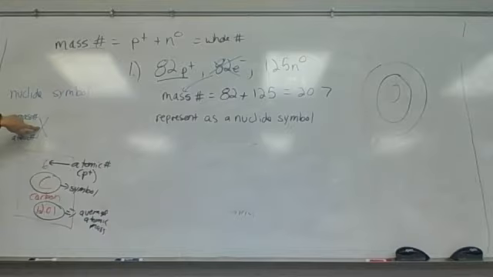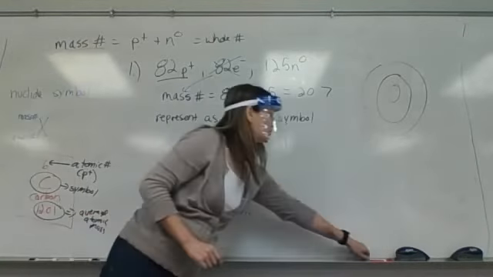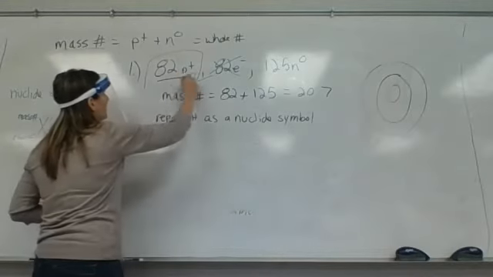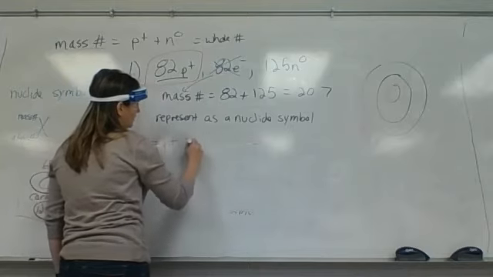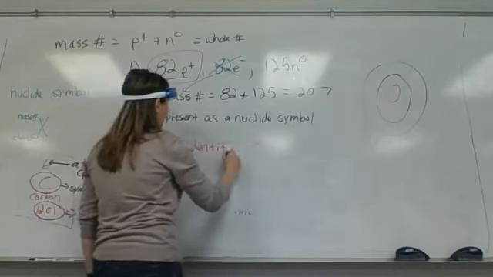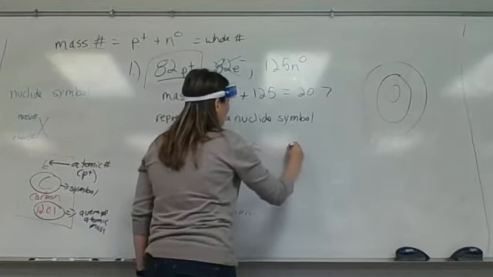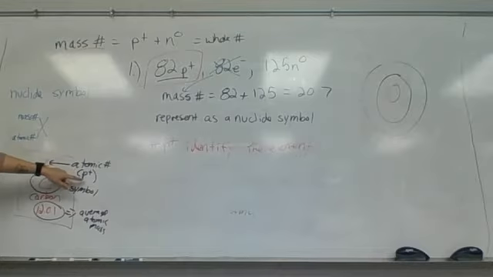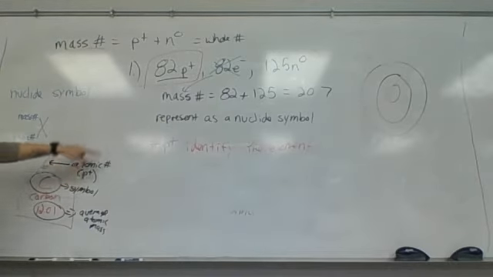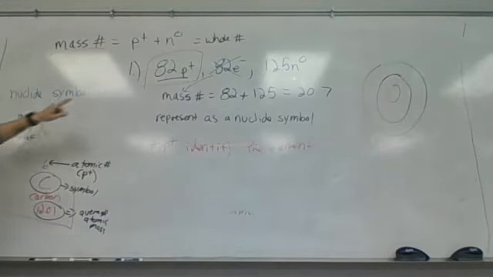So how do I figure out what element they're describing here? The piece of information that's going to point you to what element is always going to be the number of protons. The number of protons will identify the element because the number of protons is the same as the atomic number. I have 82. What that means is the atomic number is going to be 82.